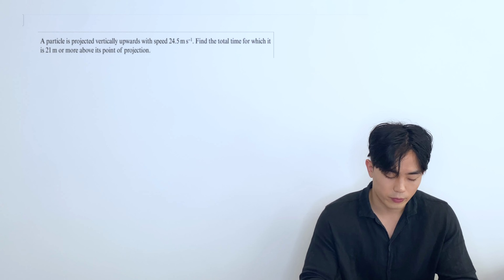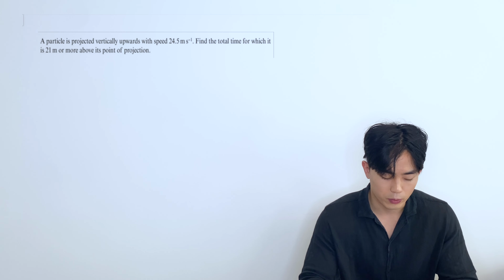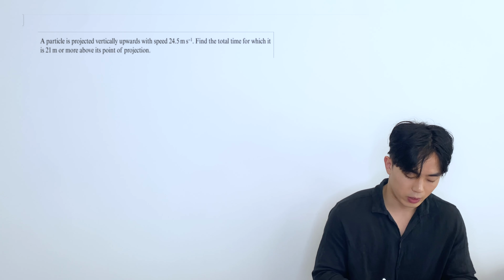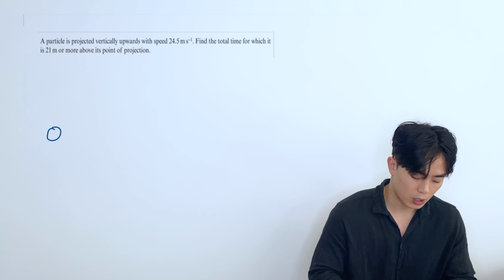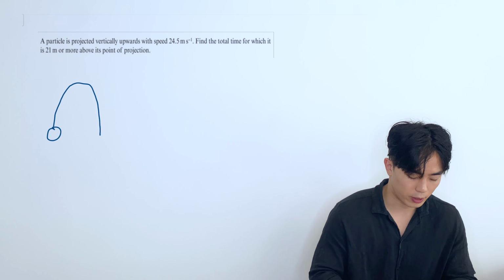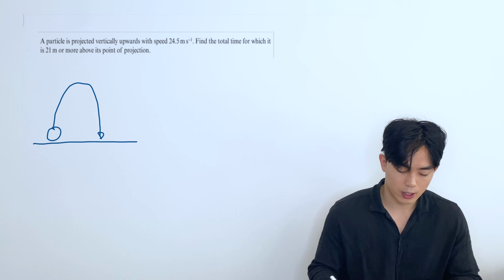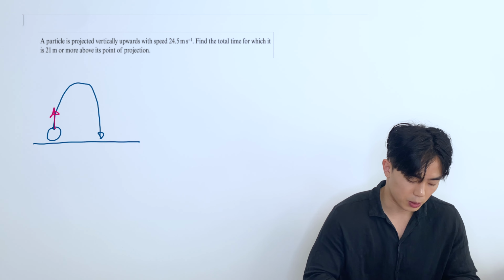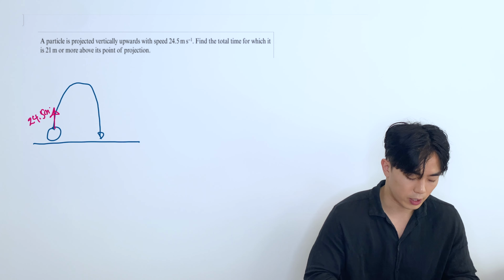So a particle is projected vertically upwards with a speed of 24.5 meters per second. Find the total time for which it is 21 meters or more above its point of projection. So first things first, we always want to draw the motion. It's going to go up and then come back down again, like this. It's projected up with a speed of 24.5 meters per second, so that's going to be our initial velocity here.